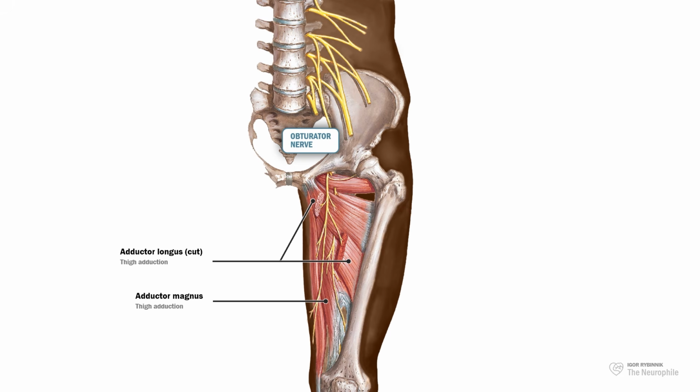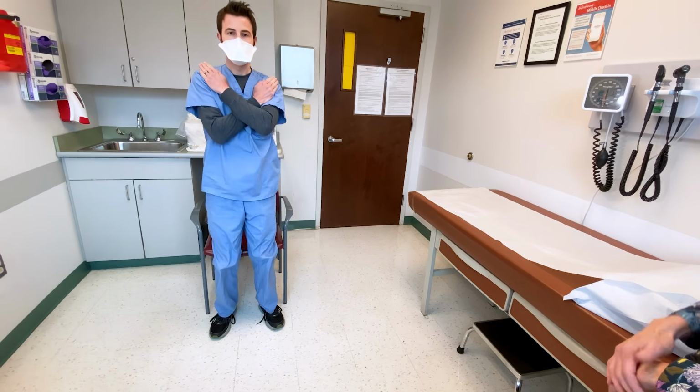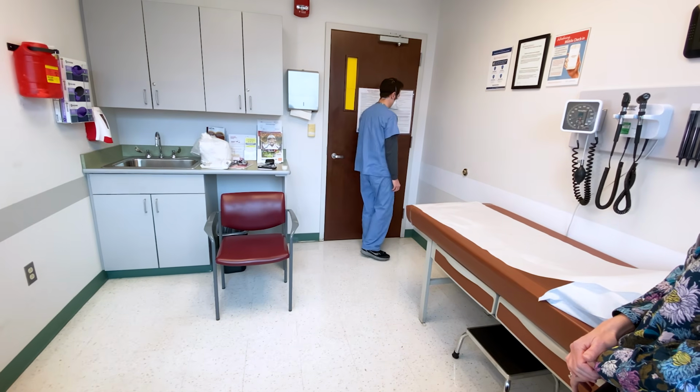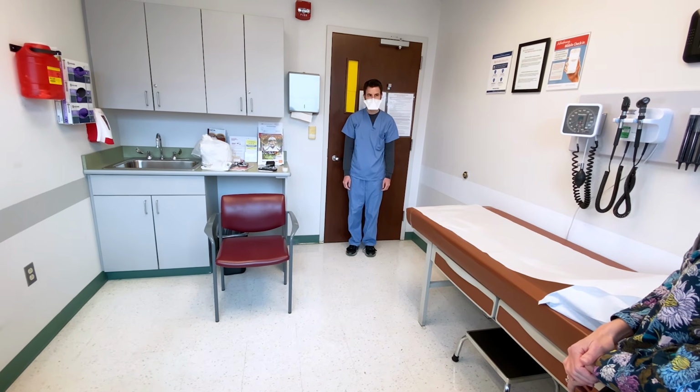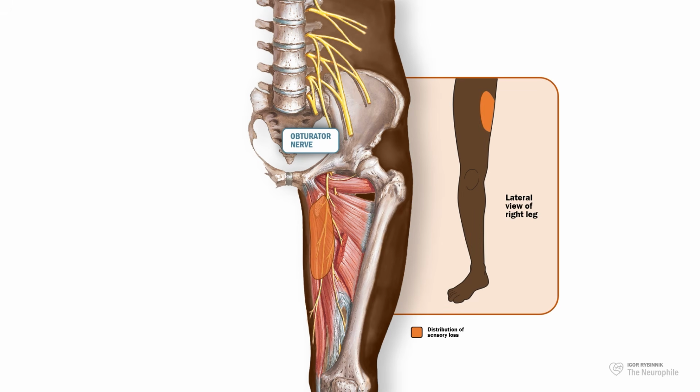We use it in our everyday activities like getting into a car, standing up from a low chair, walking or running, especially when changing direction or balancing on uneven ground, and sidestepping puddles. The sensory territory of the obturator nerve is just a small patch of the skin on the medial thigh. It's usually too clinically insignificant to matter.